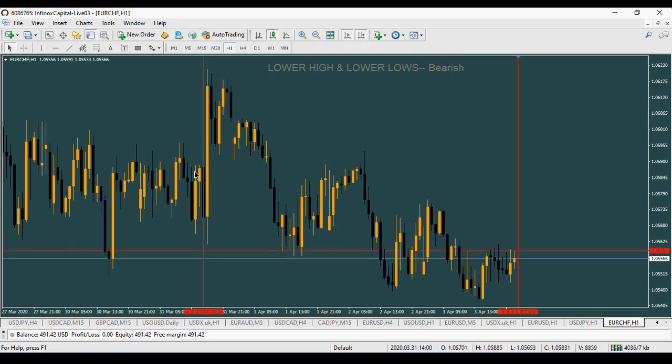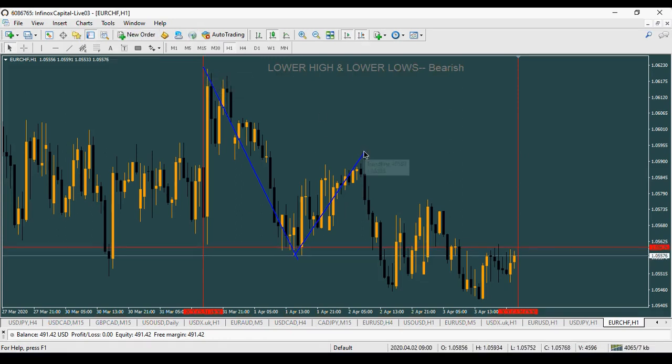What do we mean by lower highs and lower lows? If you look at this market, the price is very high at this point. Then the market came down and formed a low. By the time it started coming back up, did it reach the last high? Yes or no? Please type in the chat box. No. All right.